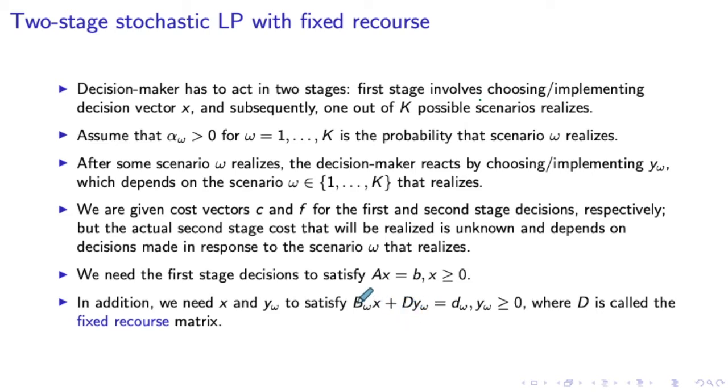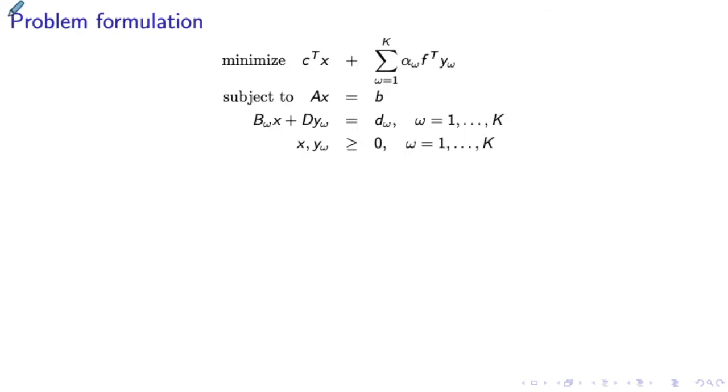In our farming example, the yield of each type of crops depended on which scenario realizes, and this is represented by this matrix B omega in our general description of the model. And then in the example that we considered, the right-hand sides didn't really depend on the scenario, but this framework that we are discussing allows the right-hand sides, such as the demand for cattle feed, for example, to depend on the scenario.